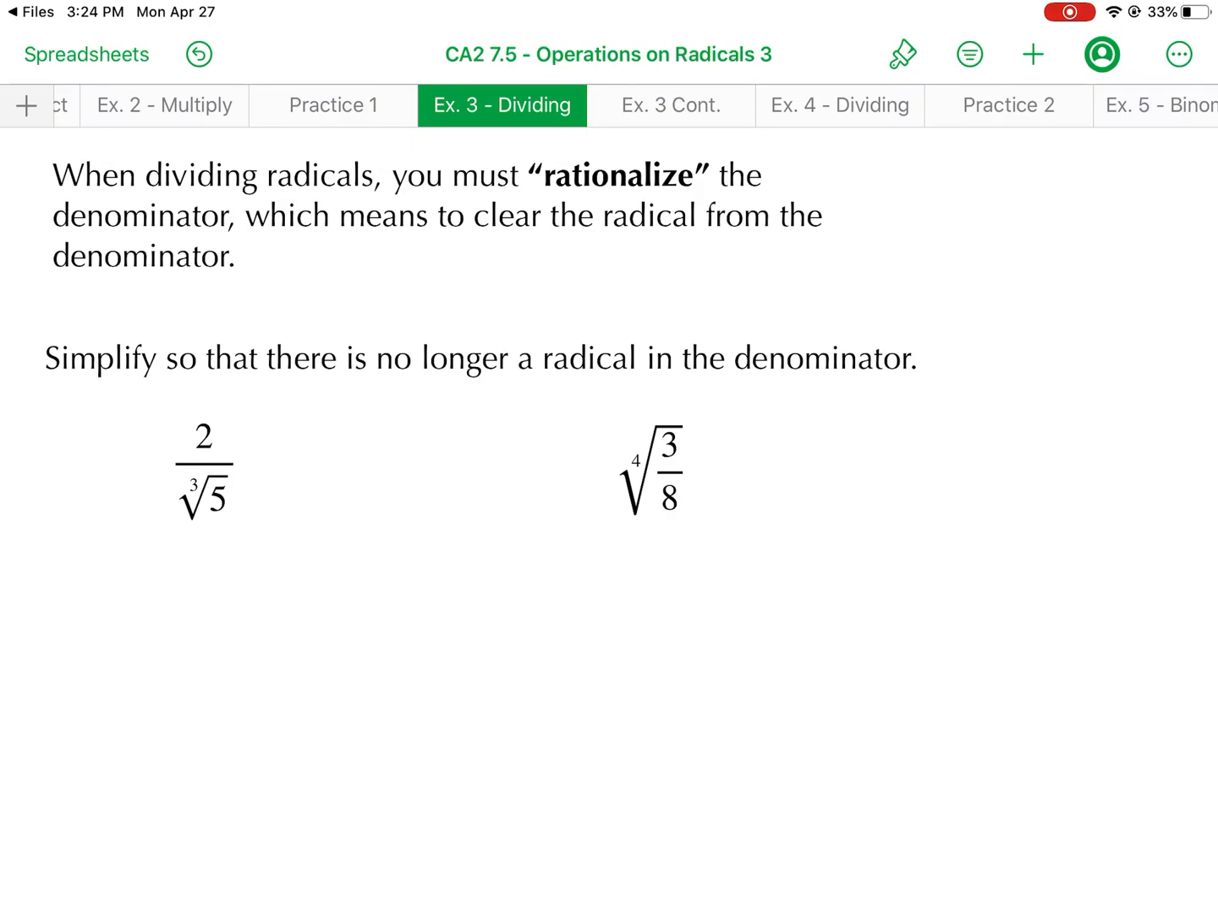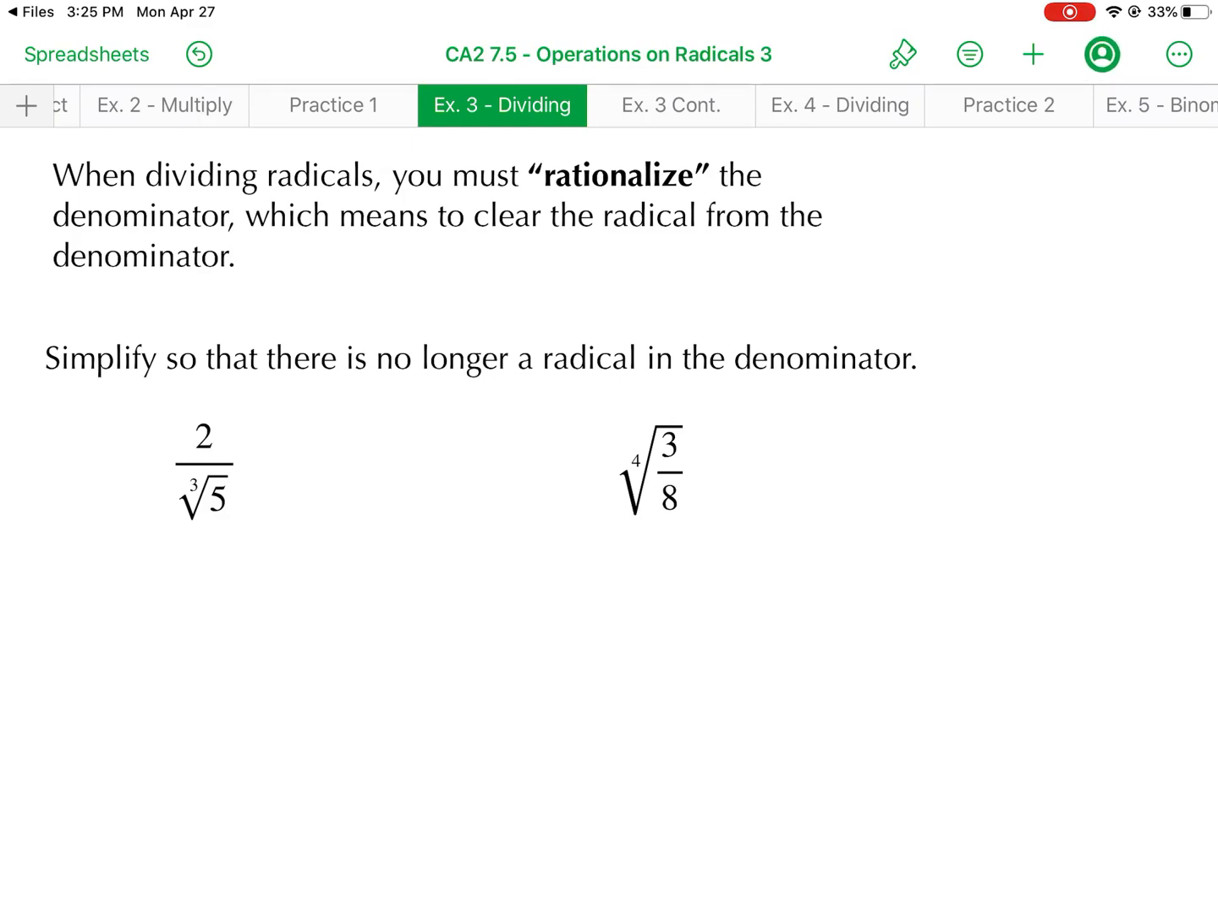All right, let's get into the lesson, okay? I think it'll make more sense now that you can hear me. We are dividing radicals today, and that is often referred to as rationalizing the denominator. Because if you have a radical in your denominator, chances are it's an irrational denominator. And if we clear that radical, we're taking it from an irrational number to a rational number, hence rationalizing the denominator. So you'll notice my directions here, they say to simplify so that there's no longer a radical in the denominator. Let's start with 2 divided by the cube root of 5.